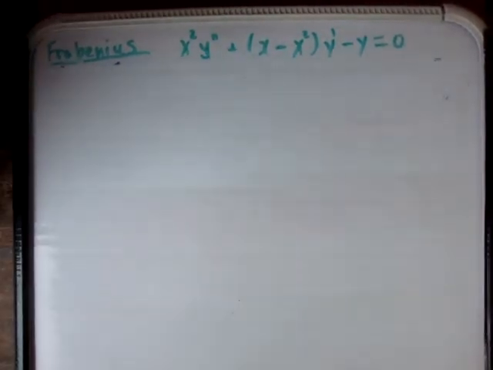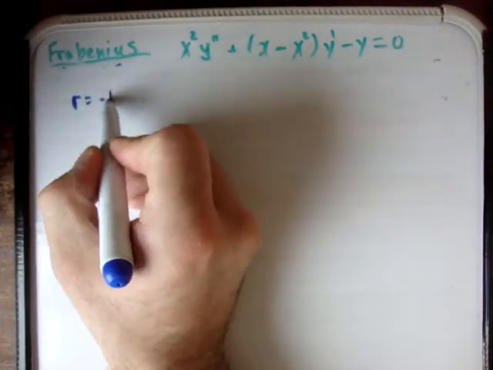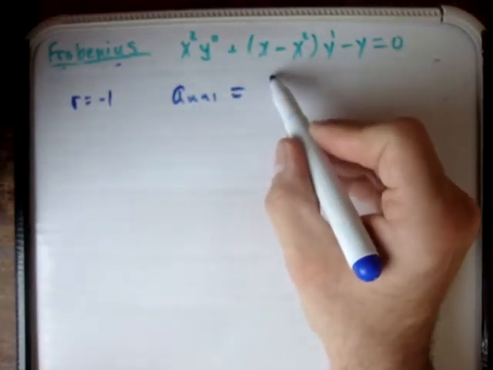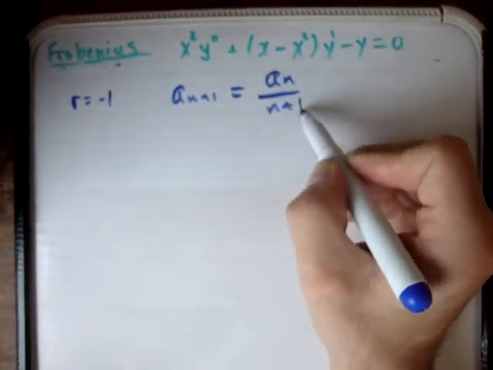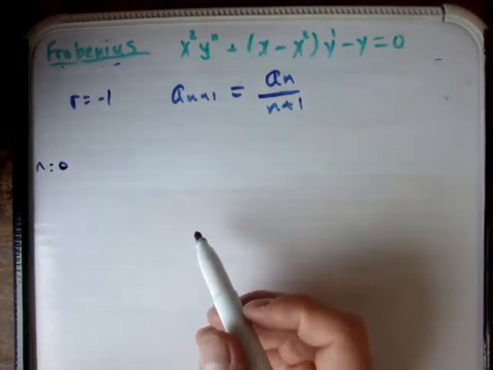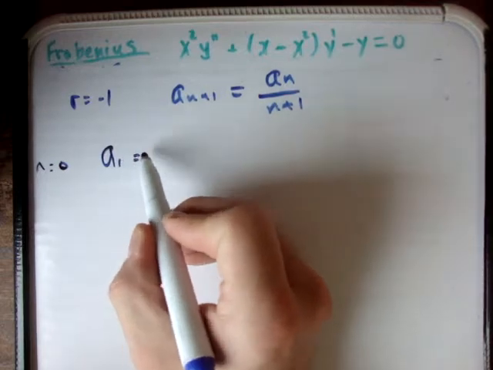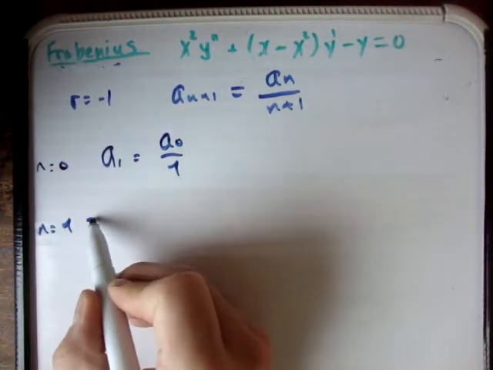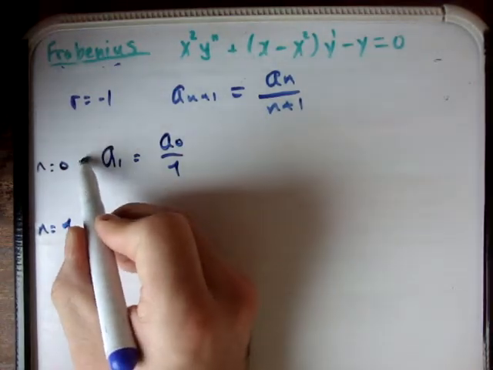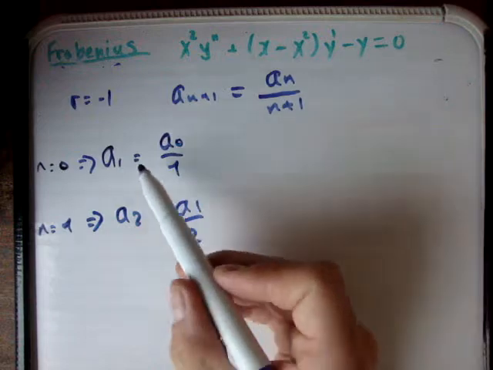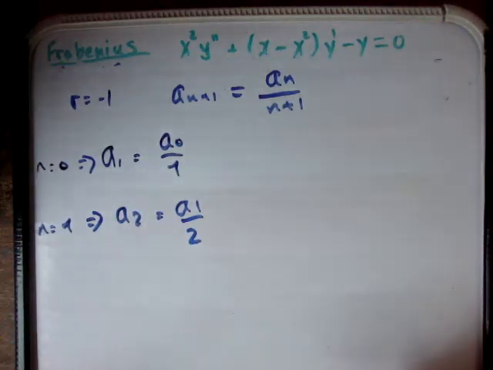So what I'm going to do first is go for r is equal to negative 1, whereby our recurrence relation says a_(n+1) is equal to a_n over n plus 1. So for n is equal to 0, we're going to find that a1 is equal to a0 over 1. For n is equal to 1, we'll find that a2 is equal to a1 over 2. However, we already know what a1 is, so let's plug that straight in.